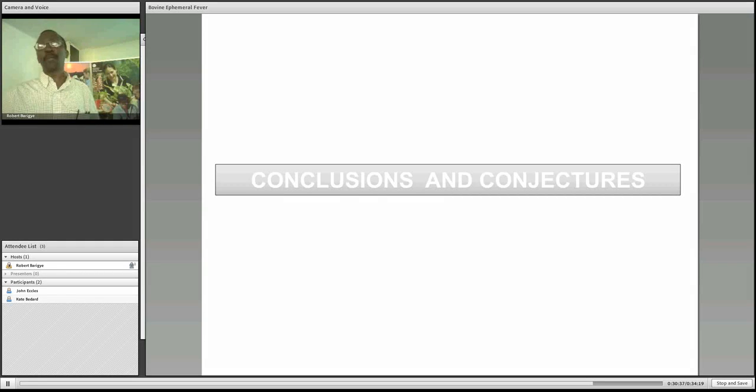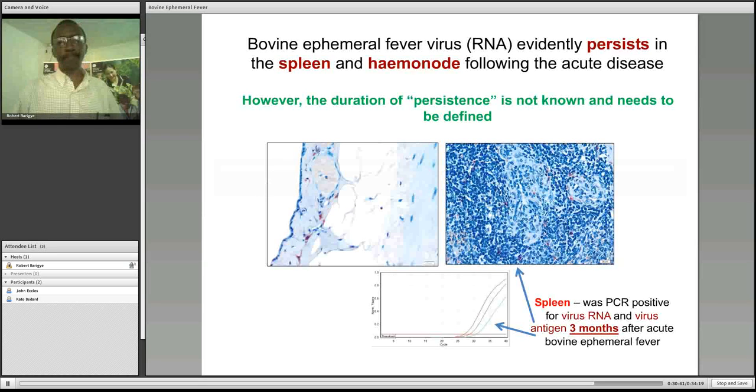We shall be able to conclude for sure once we collect all the data that we are working on. Going back to our spleen and hemonode, at this point, at least we can confidently say that the virus persists beyond the acute phase of the disease in the spleen and hemonode. There is no doubt about it based on the assays that have been done and demonstrated both viral RNA and the viral protein. It does stay longer in the spleen and other tissues.